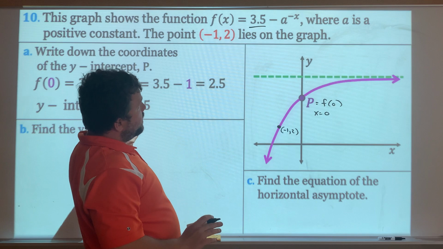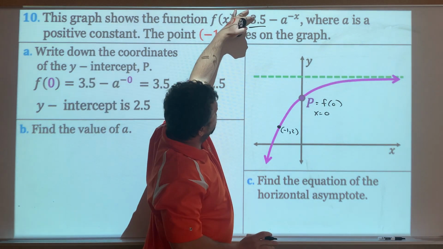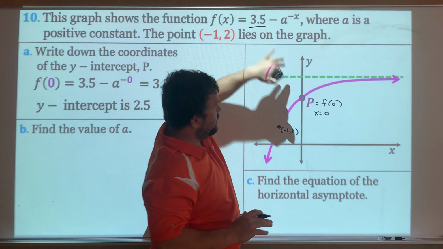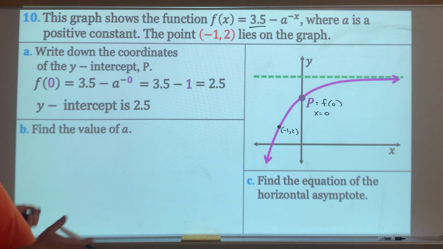It's always going to be, all right, thank you, whatever your asymptote is, minus 1, or plus 1, depending on how you set this up. All right?